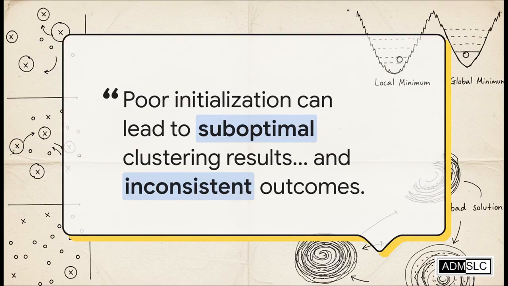Alright, now for that second big question. Where do we put those starting centroids? This quote really nails it. If you just throw them down randomly, you can get a pretty bad result. You might find clusters that aren't actually the best ones, or even worse, you might get totally different results every single time you run the algorithm, which is a big no-no.